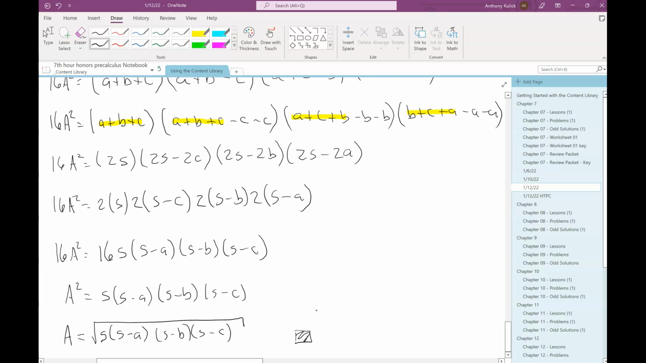So, yep. I'm convinced now, Mr. Kulik, this is definitely the same thing as the previous formula. It's just a different version.